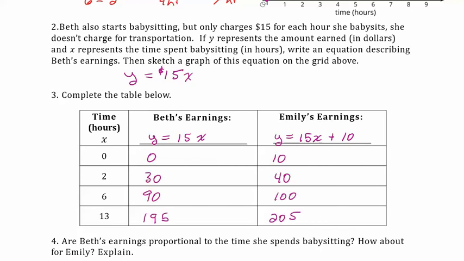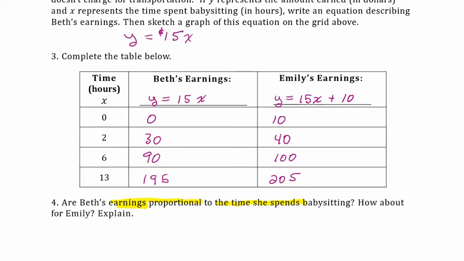Okay, check your numbers, make sure you have those right. Now let's talk about number 4. Are Beth's earnings proportional to the time she spends babysitting? So what we're looking for here is that constant of proportionality. So what we want to do is take the earnings and write a ratio with the earnings on the top and the time on the bottom. So let me write that out. We're doing earnings, or money, over time. So we're going to do that for both Beth and Emily. And I just left room to do it here in the table.